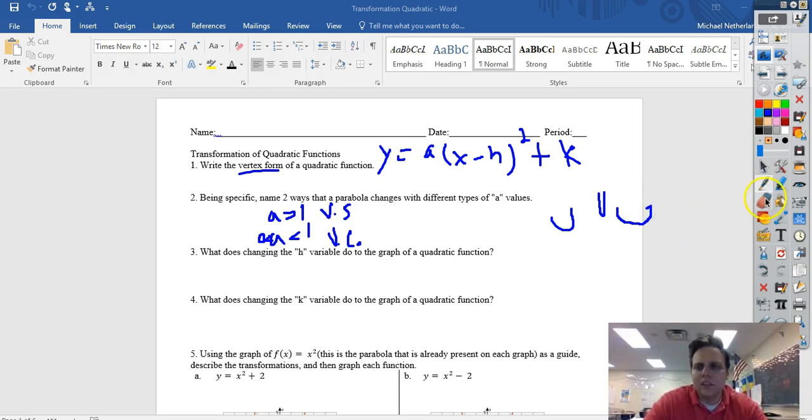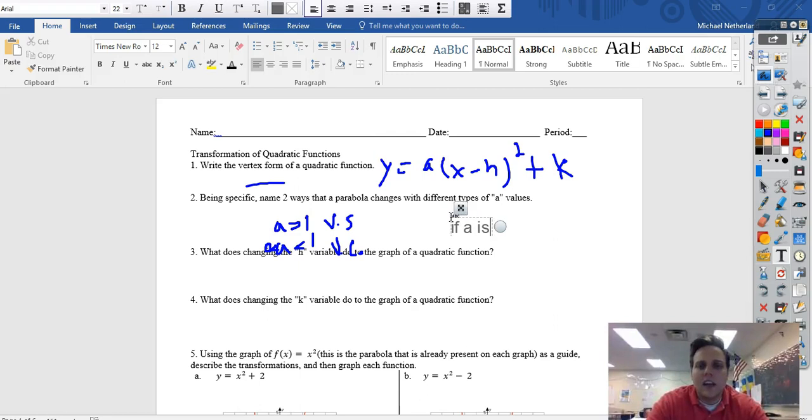Now, one other thing you should be aware of about a values. When you look at what we've written down for a, you'll notice that a is never negative in either one of these situations. That's because a being negative does not affect whether it's a vertical stretch or a vertical compression. If a is negative, all it does is tell me that it reflects across the x-axis. So out here to the side, I would write: if a is negative, it means a reflection across the x-axis.